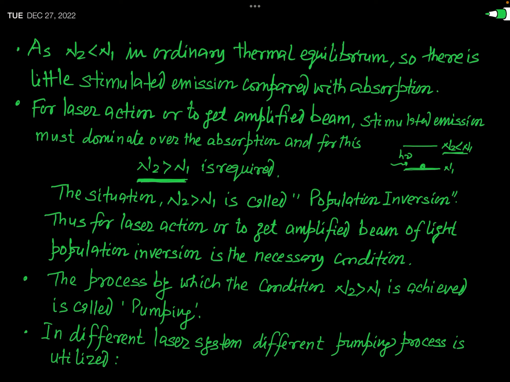So how can we achieve such a condition? The process by virtue of which you can achieve the condition that N2 is greater than N1, that is, population has been inverted, is called pumping. It means pumping is the process by which one can obtain the condition of population inversion. After the pumping process, N2 will become greater than N1.